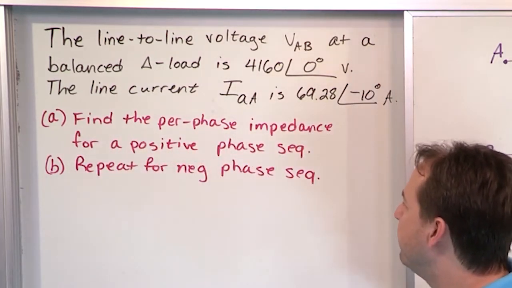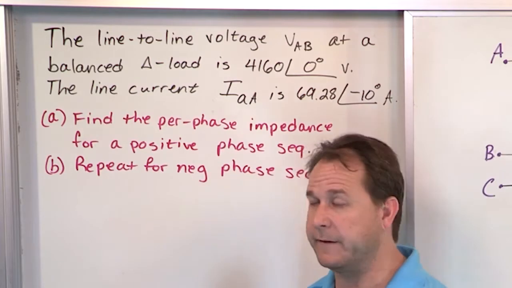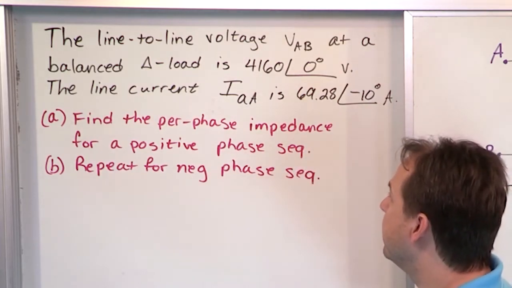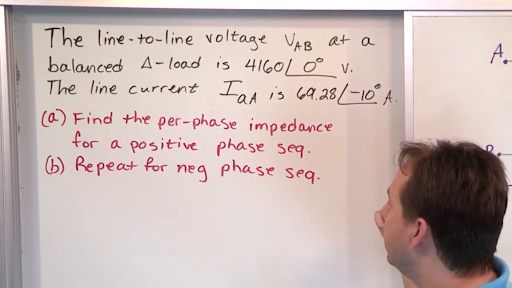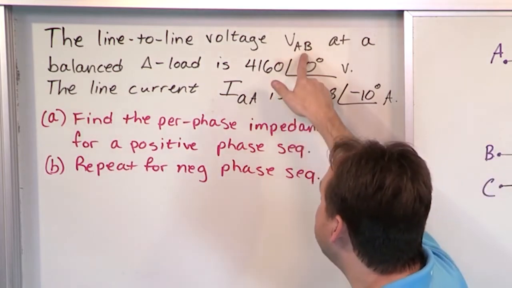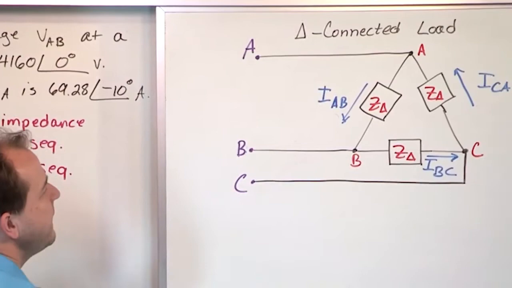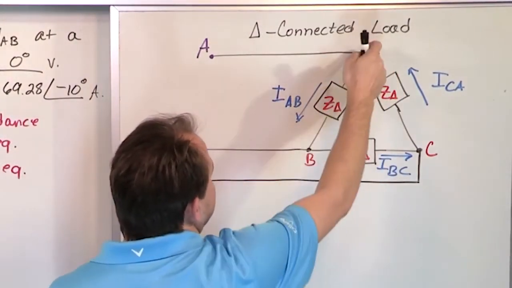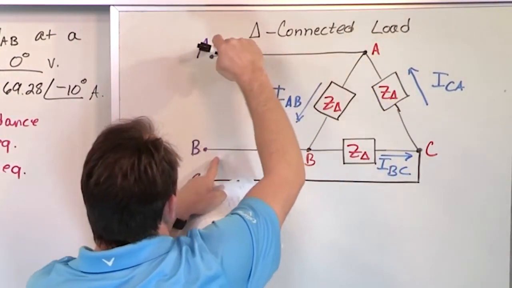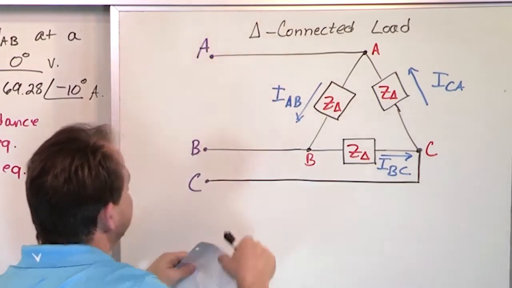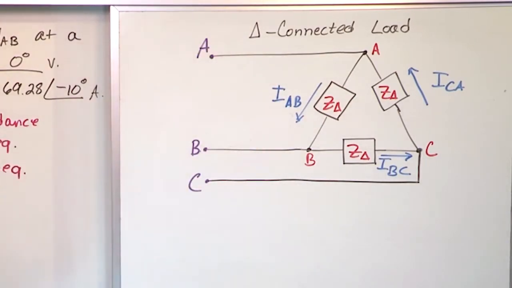So there's a lot of information here. Again, positive phase sequence, that tells you something. And we're also given some information that we need to label on our diagram. So we're given VAB. Remember, that's a line-to-line voltage in a delta load, because A and B are the terminals of this triangle here, which is exactly the same thing as the line-to-line voltage, VAB. So let's go ahead and label a couple of things.